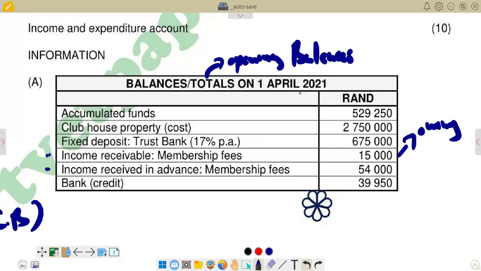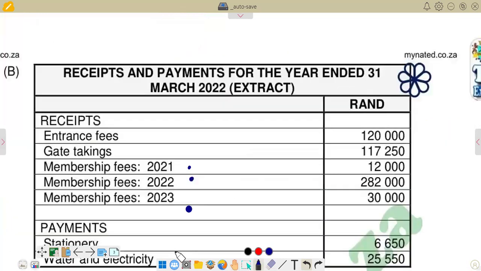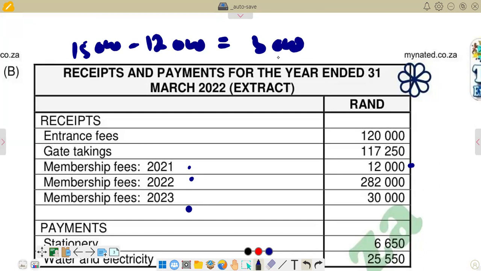Remember, this is 1 April 2021. So this 15,000 is referring back to membership fees that is owing for 2021. Out of that 15,000 that was owing, we only received 12,000. So what it means is we have an amount that is not yet received. We are saying 15,000 that was owing minus the one that we received, and then we get 3,000. So 3,000 is still owing, and it is being said that it must be written off.